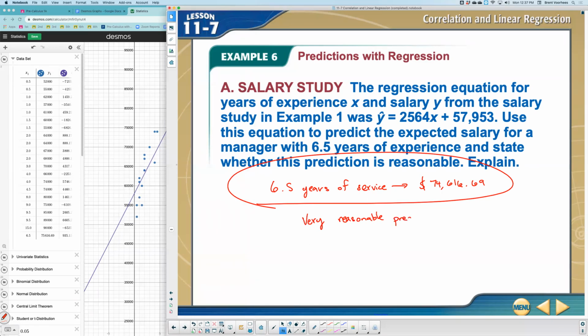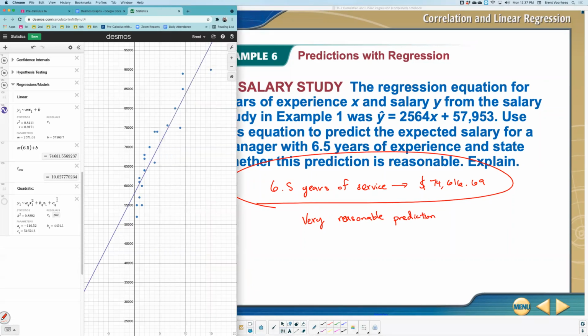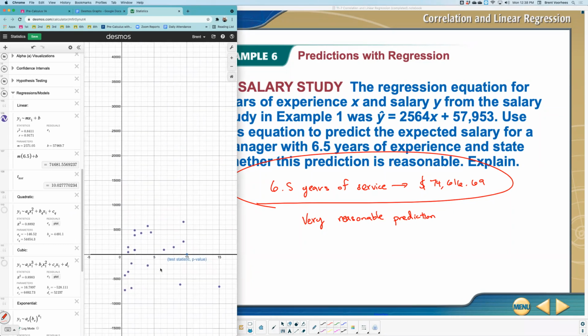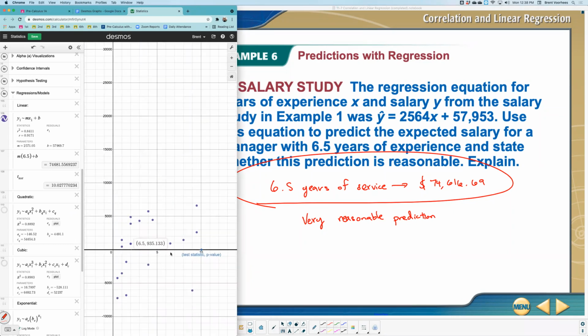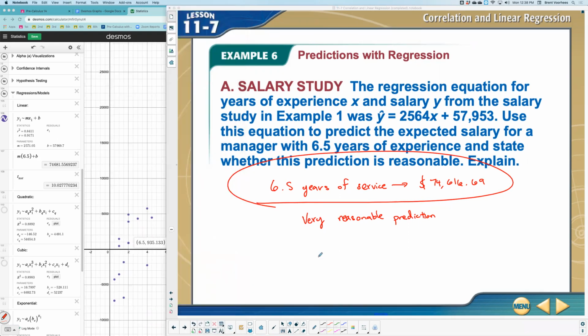And if you were wondering, is there another way of evaluating that? Yeah, if you go to the residual plot, here at 6.5, it's this value. You can see how close it is to the line. It's only $935 off of the line that we had earlier. So I would say it's a very reasonable prediction.